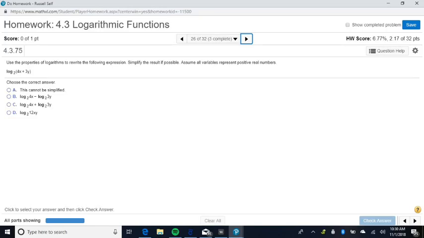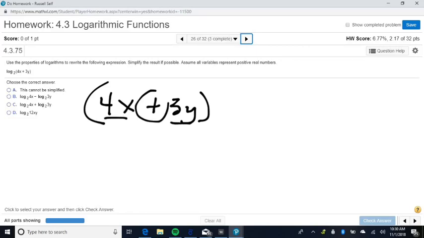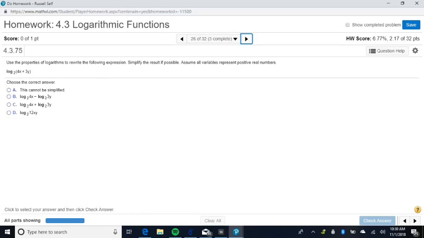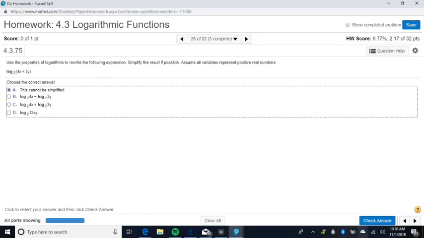Okay. Now this one's a little different because what we have in the quantity of this particular one is we have 4x plus 3y. This is a product, that's a product, but here's where we have a problem. There is no rule for a sum, right? So if you have any addition or subtraction in your quantity, then you're not going to be able to use one of the rules. The answer is that this cannot be simplified.